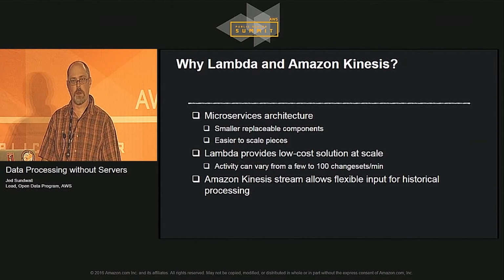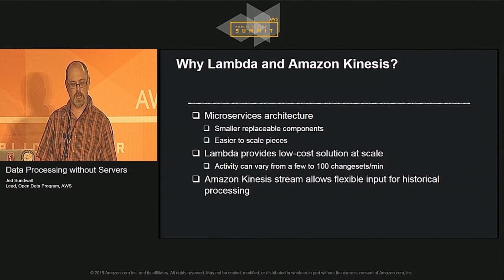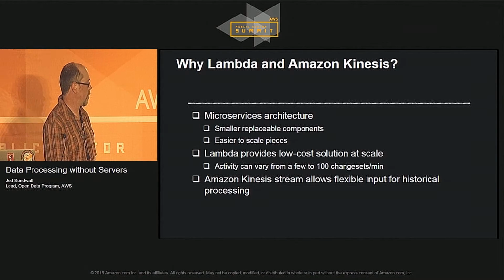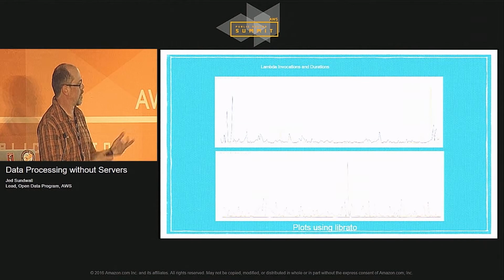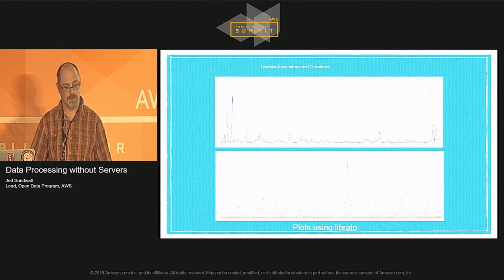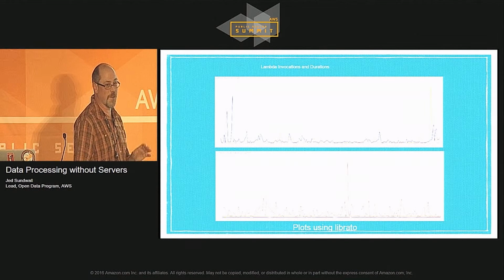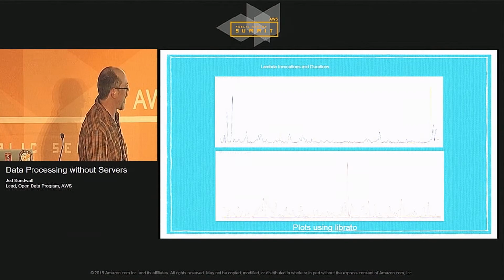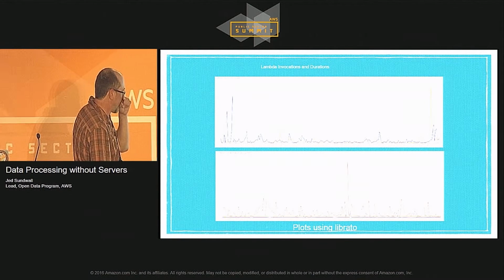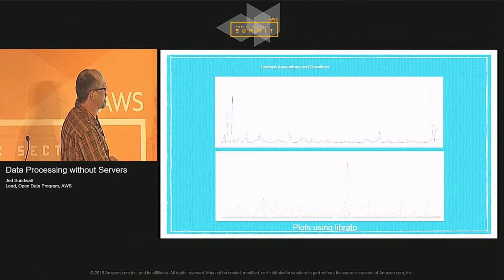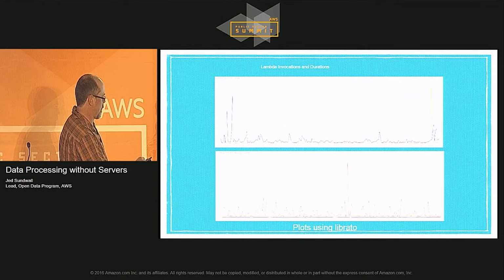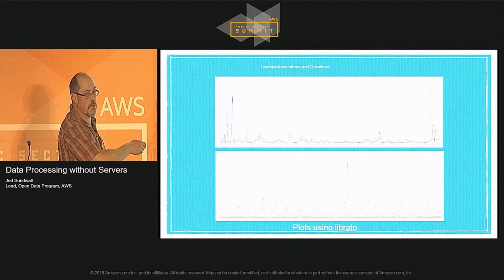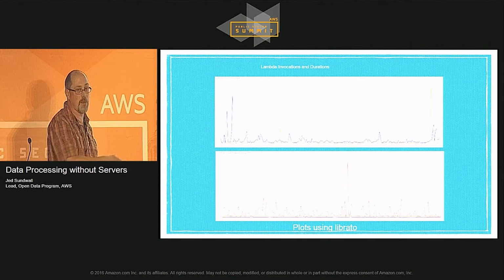But the most important reason for going to Lambda is that, I think I have a plot here, which doesn't come out very well. But maybe you can see the general trend. This is a plot of the invocations of Lambda over time. Of course, you can't see any numbers, but it varies from a few thousand per hour to maybe 0.